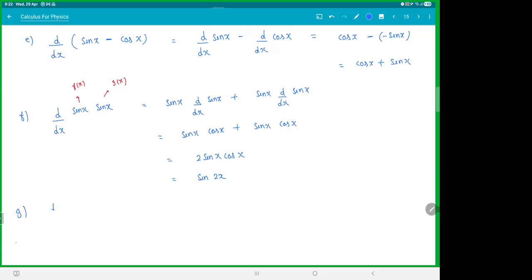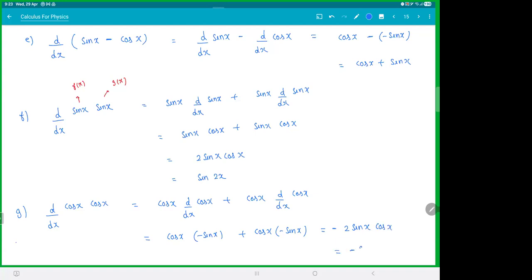Same thing you can do for the cos square x. So dy dx of cos square x is cos x into cos x. We repeat the same story there. So we get cos x differential of cos x, cos x differential of cos x. Cos ka differential would be sin x. Then that would be minus 2 sin x cos x. And sin 2A would be minus sin 2x.